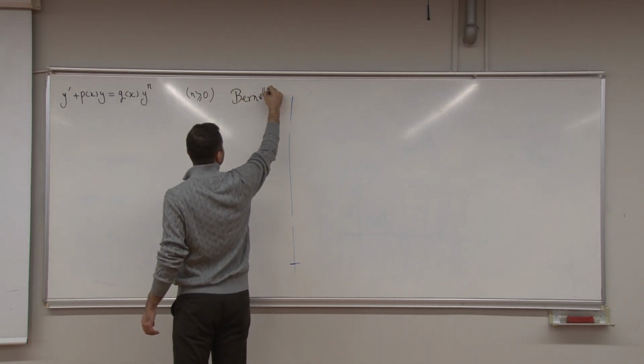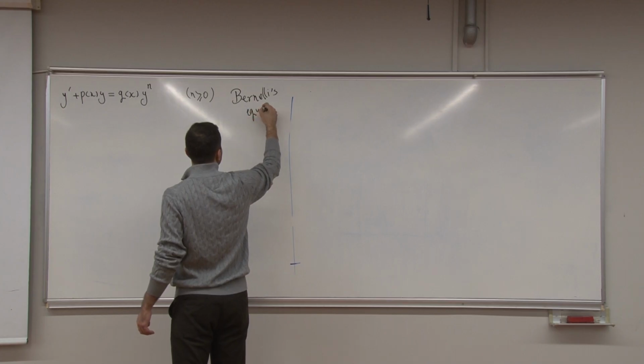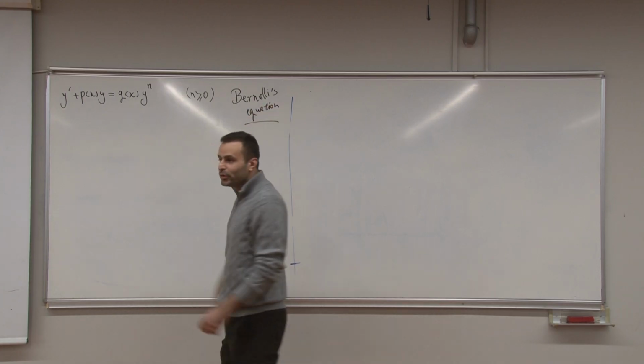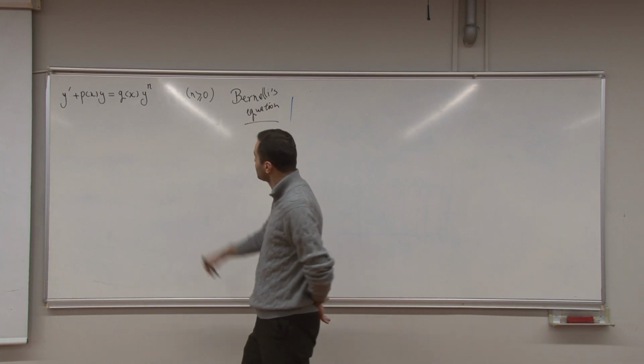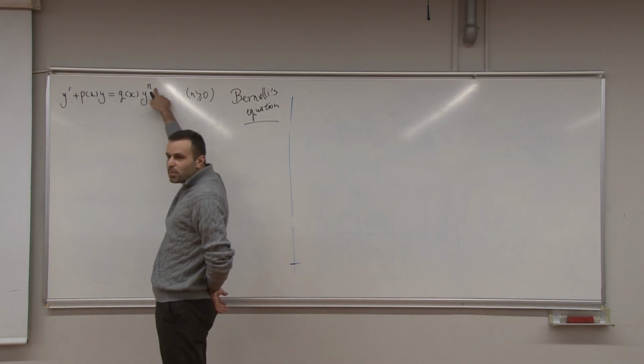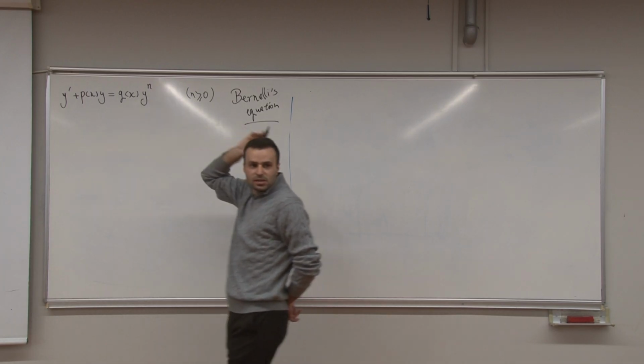It's not linear, right? No, it is not linear. Why is it not linear? Because the y has a power. Yes, power of n.